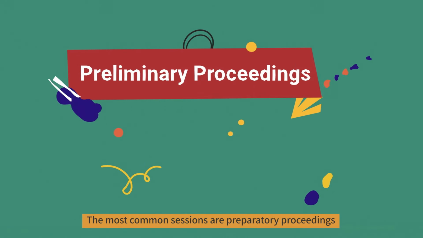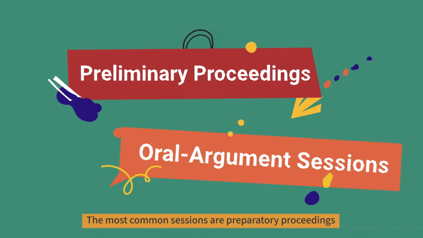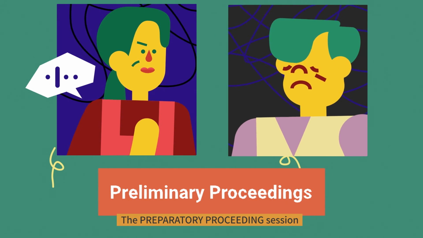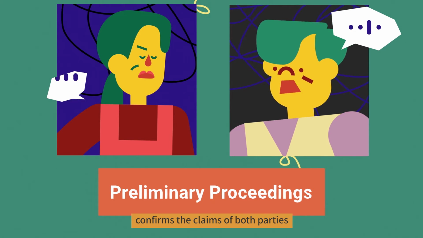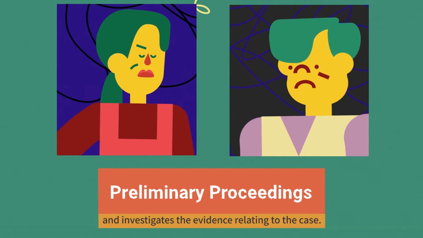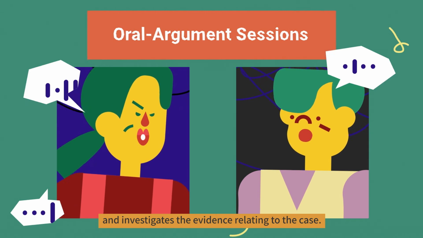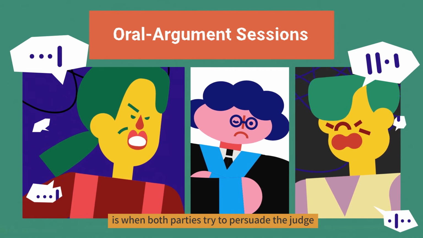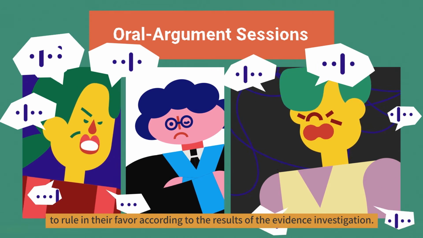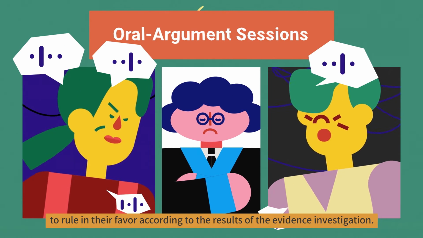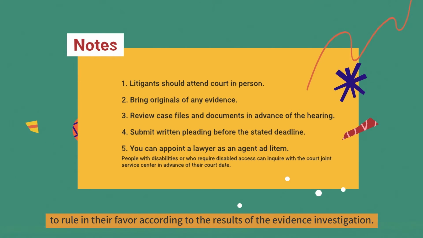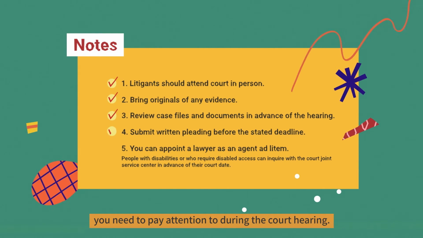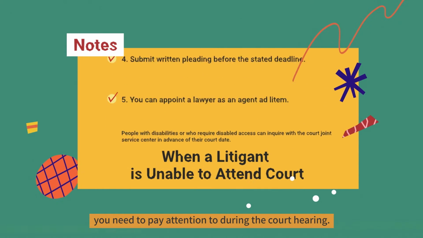The most common sessions are preparatory proceedings and oral arguments. The preparatory proceedings session confirms the claims of both parties and investigates the evidence relating to the case. The oral argument session is when both parties try to persuade the judge to rule in their favor, according to the results of the evidence investigation. The notes column will give details of anything you need to pay attention to during the court hearing.